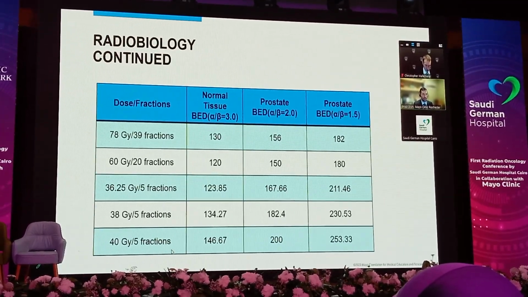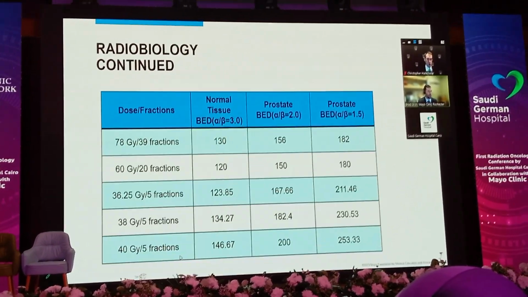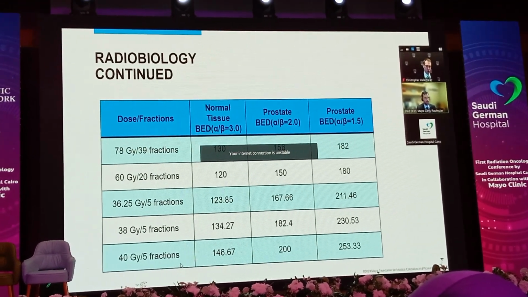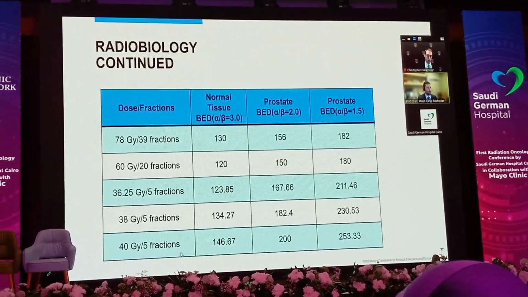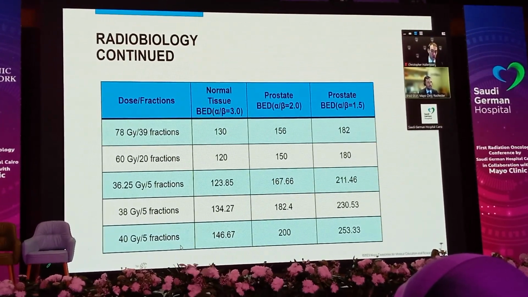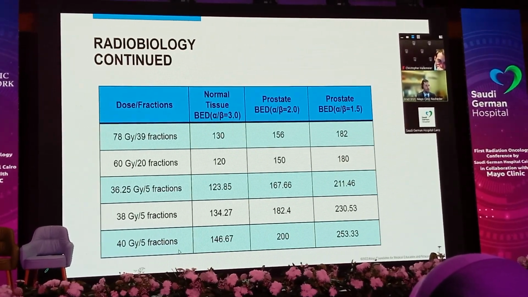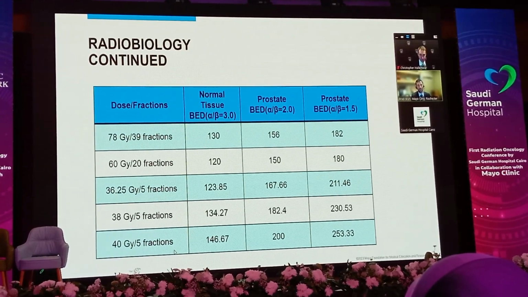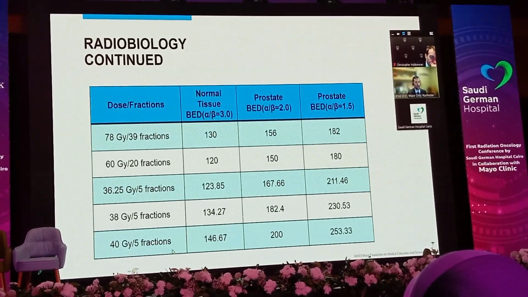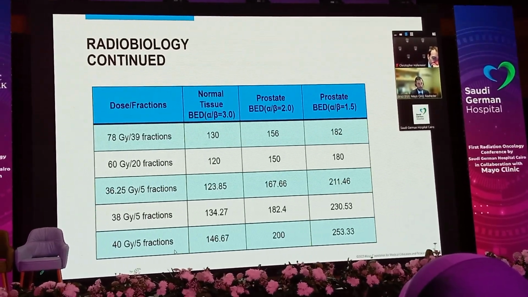And SBRT regimens of 36.25 to 40 gray in 5 fractions can provide significant dose escalation to the prostate cancer cells, while even lowering some of the equivalent dose to the normal tissue from a BED standpoint, or biological effective dose, in the 36.25 example. So this is some of the rationale and why there was early excitement about the use of prostate SBRT in a clinical setting: this potential to improve the control of the prostate cancer tumor while potentially simultaneously decreasing or at least maintaining some of the risk to the normal surrounding tissue.